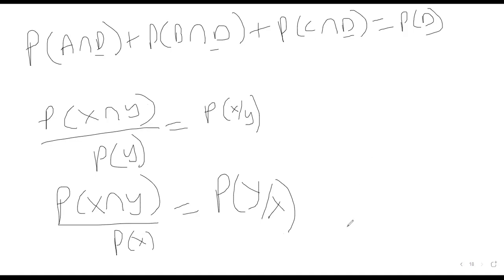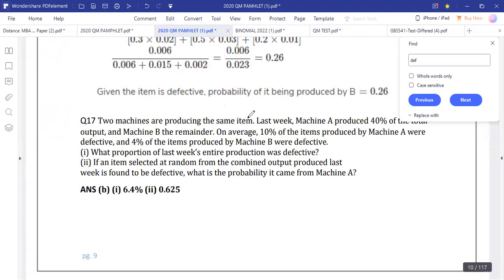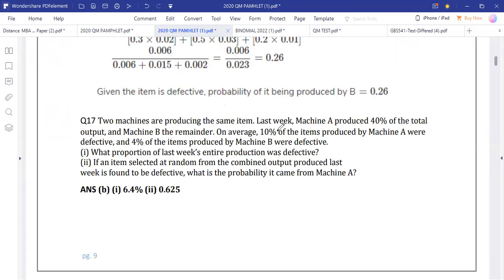Now the question we're answering indirectly came from this pamphlet. So we're told two machines are producing the same item. Last week, machine A produced 40%. That's why I said probability of A is equal to 0.4. And the remainder came from B. So the remainder, we know that they should add up to 100, so the remainder is 0.6.